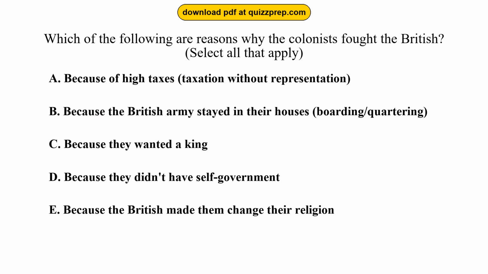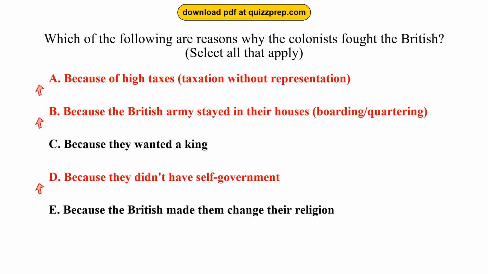Question 58. Which of the following are reasons why the colonists fought the British? Option A, because of high taxes, taxation without representation. Option B, because the British Army stayed in their houses, boarding/quartering. Option C, because they wanted a king. Option D, because they didn't have self-government. Option E, because the British made them change their religion. The correct answers are options A and B and D.